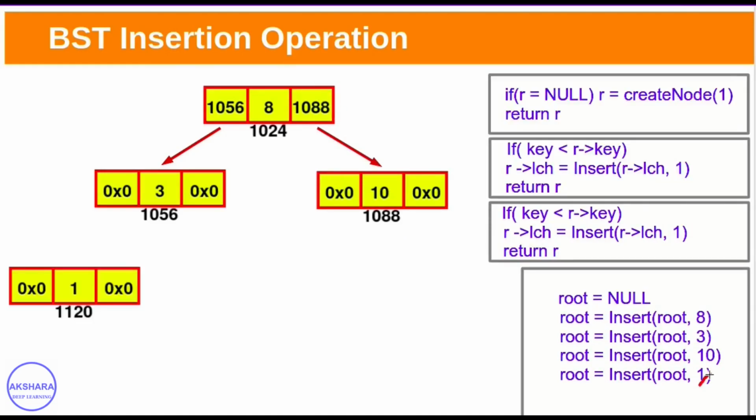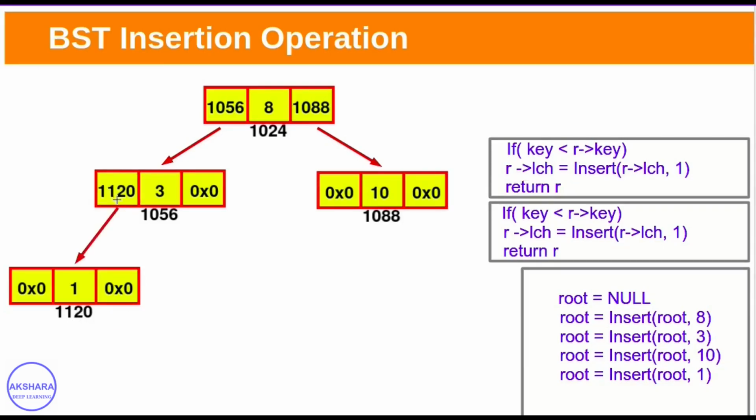To insert 1, 3 recursive calls will be made since 1 is less than 8. So insert on the left subtree will be called. Again 1 is less than current root 3, so insert will be called on the left subtree. So here the left subtree is null, so within this function call, root is null. A new node will be created, this one, and its address will be returned. That will be stored within this previous root's left child. So this 3's left child will be updated with the new node address 1120.